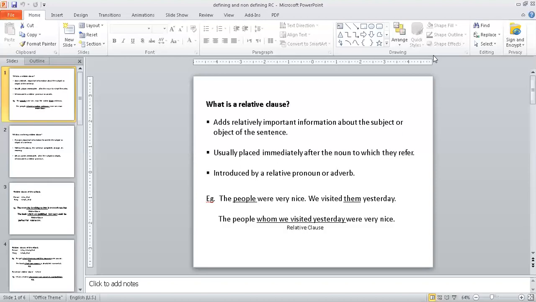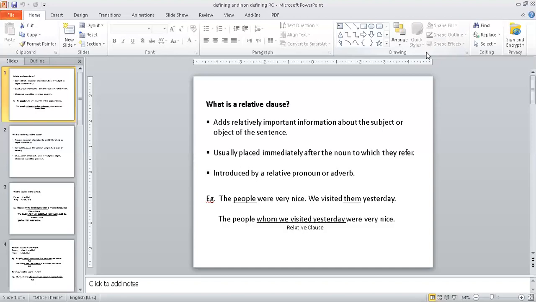It gives important information. The clause gives important information about the subject or object, and usually placed immediately after the noun to which they refer. The clause, I mean, is immediately placed after the noun to which they refer. And a relative clause is introduced by a relative pronoun or adverb.